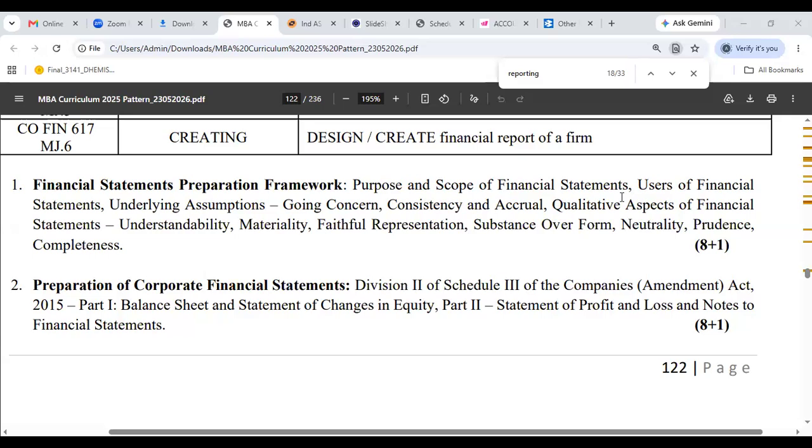So that's all for today. Tomorrow we'll start the second unit, that is Schedule 3 of the Companies Act, and in short, how to prepare the balance sheet or final accounts.